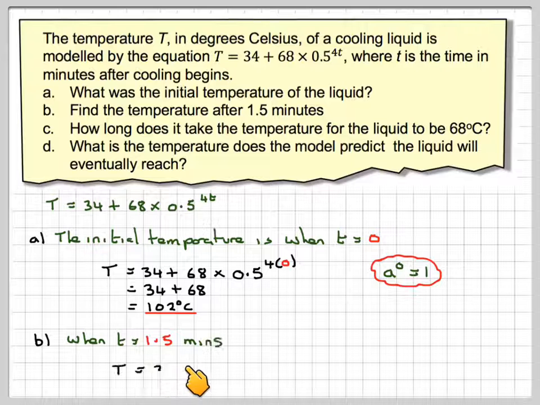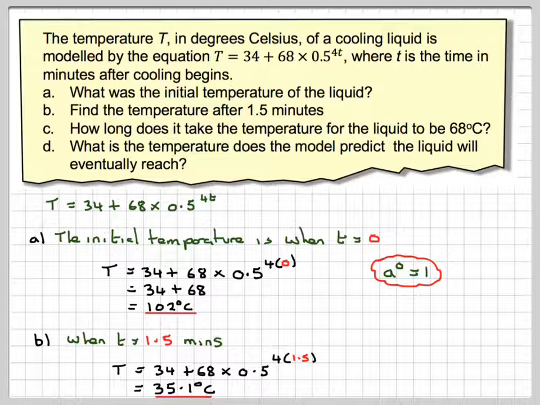When t is equal to 1.5 minutes, T will be equal to 34 plus 68 times 0.5 to the 4 times 1.5, which gives me 35.1 degrees C.